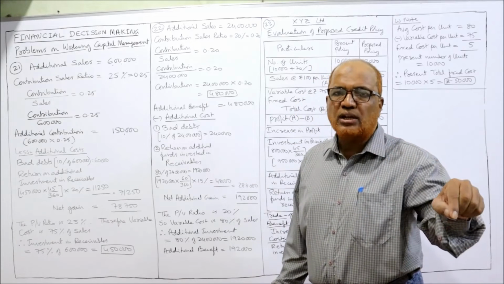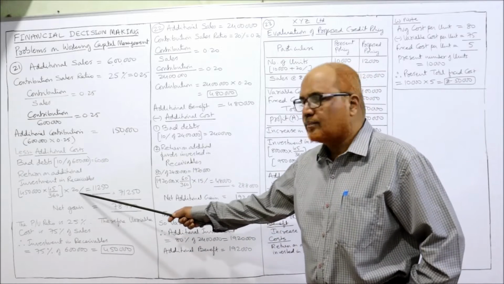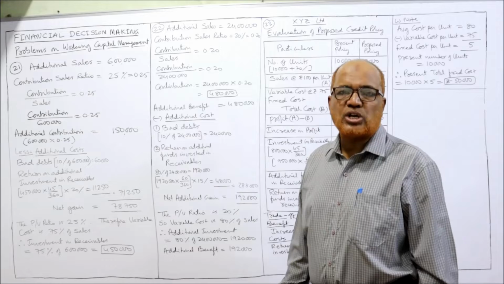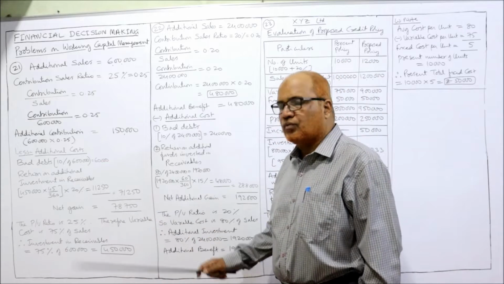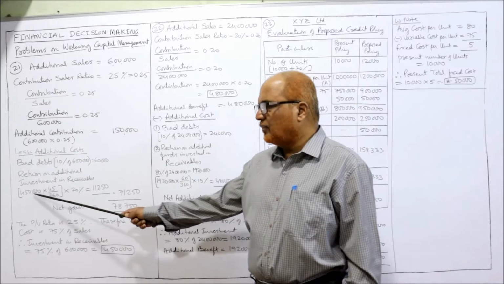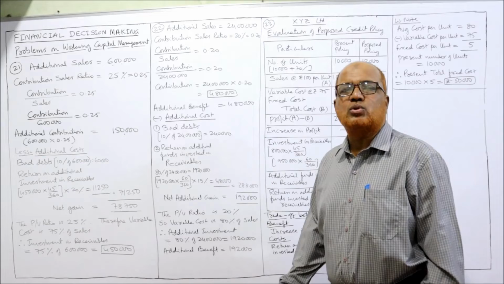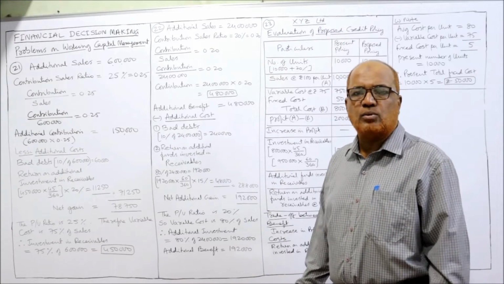On this additional investment in receivables, how much return do we require? 20%. That is given in the problem. Cost of funds, interest charges, are 20%. So 20% of this amount you will get 11,250. So 4,50,000 into 45 by 360 into 20%, 11,250 is the interest charges on money invested in receivables.